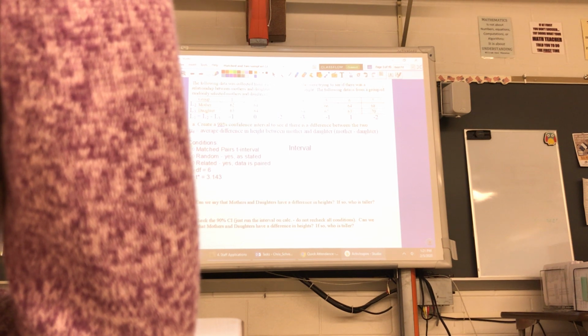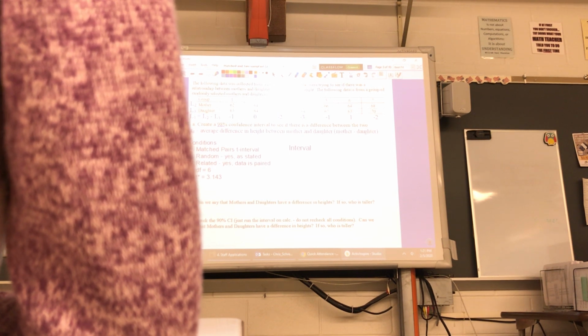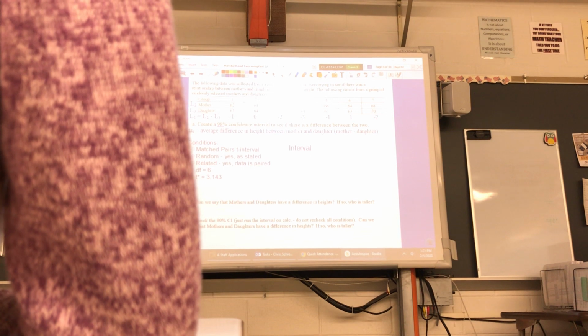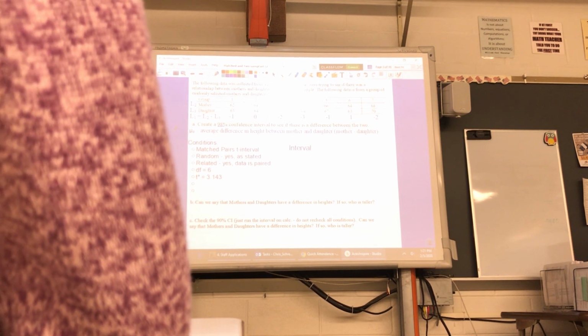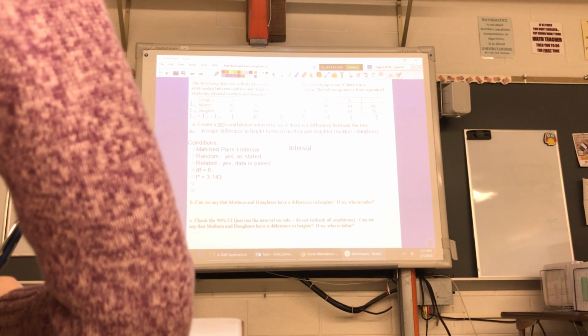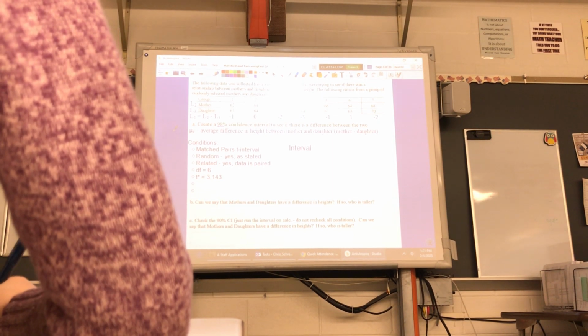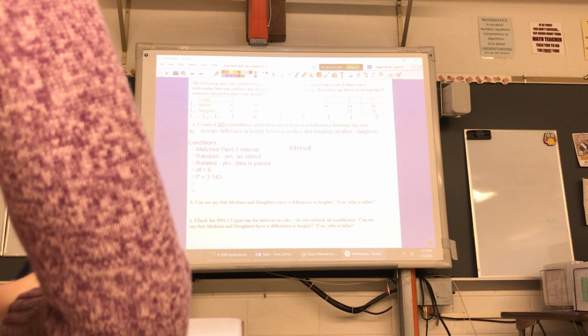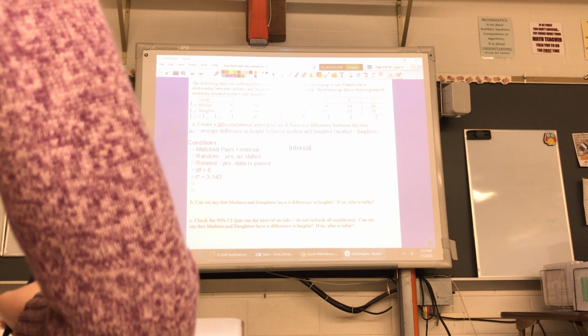Right? So then you're going to do list 1. I said mother minus daughter, so L2 minus L3. If you said daughter minus mother, you would do L3 minus L2. So your subtraction order doesn't matter. And so this is back in where you entered the data, not where you're running the test or anything yet.